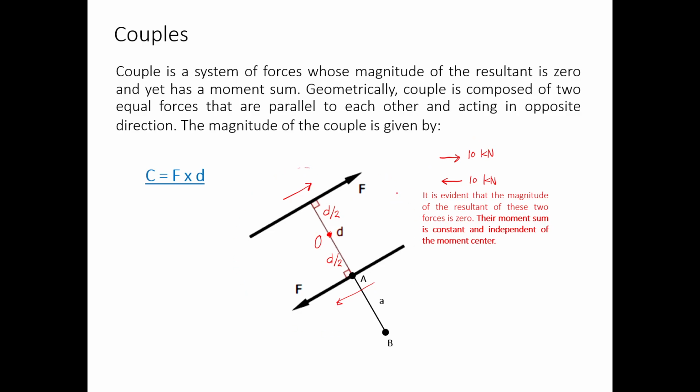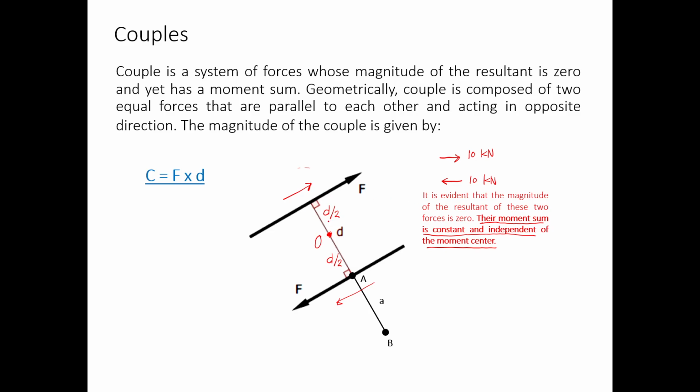So at any given orientation or any given line of action, as long as the forces that are opposite each other are the same magnitude, they are called a couple, and they cancel out each other, thus resulting in a resultant force of 0. So their moment sum is constant and independent of the moment center.